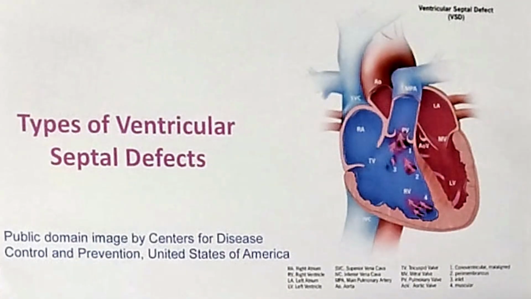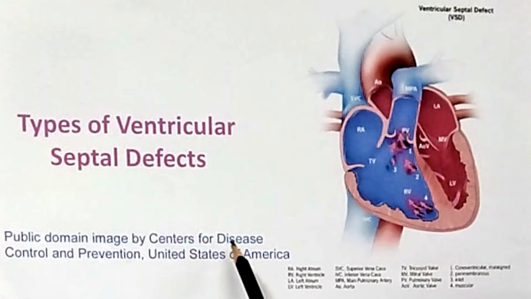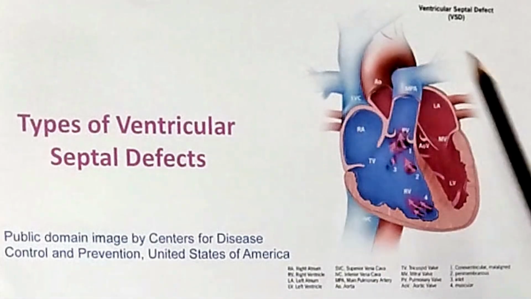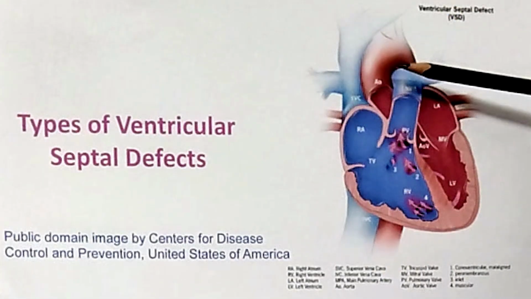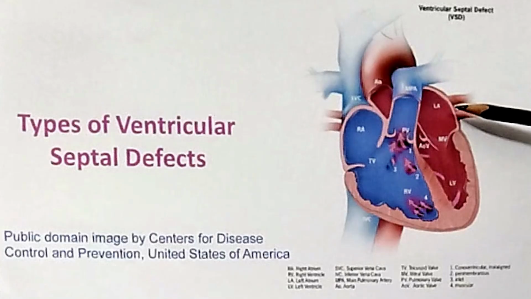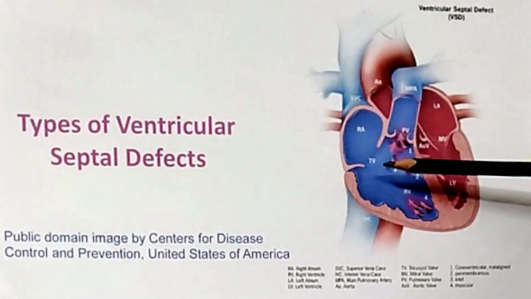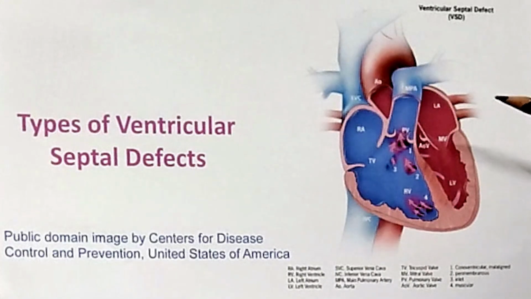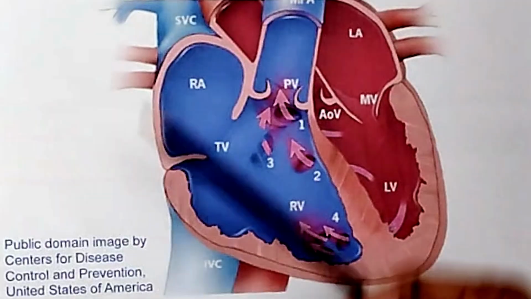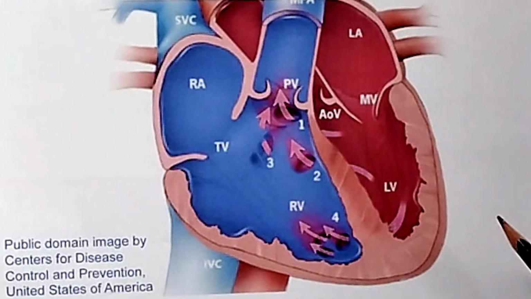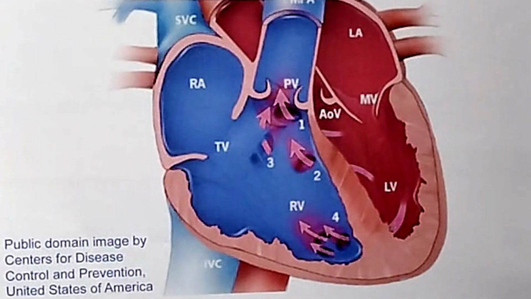This is a public domain image from Centers for Disease Control and Prevention, United States of America, showing the heart in general, superior vena cava, aorta, main pulmonary artery, left atrium, mitral valve, left ventricle, right ventricle, tricuspid valve, showing various types of ventricular septal defects. This is a slightly enlarged cropped image of the same image which was shown earlier, and this shows the positions of ventricular septal defects more clearly.